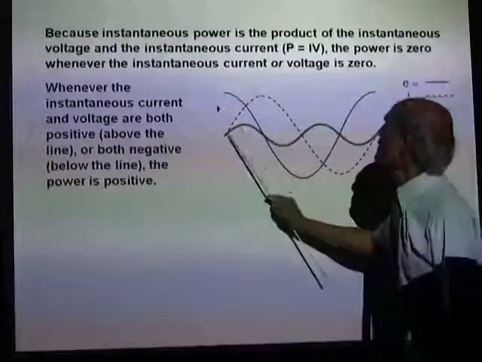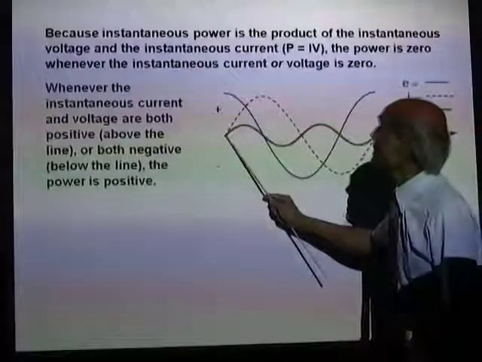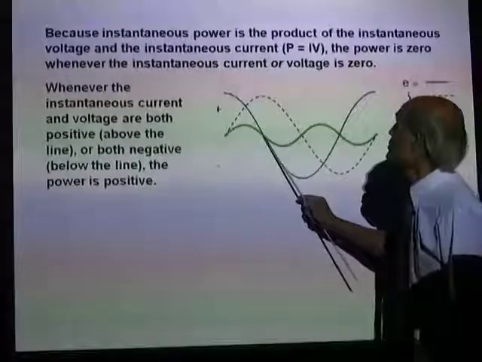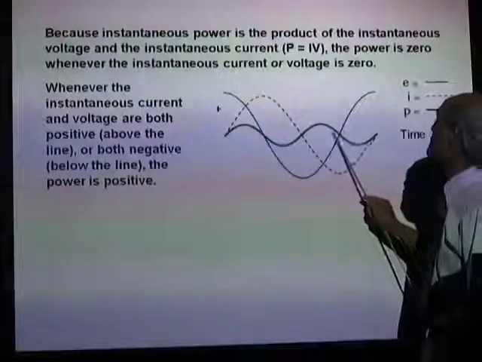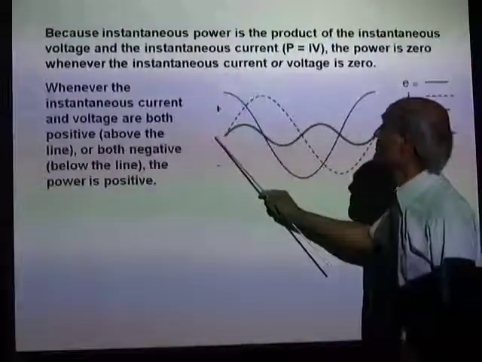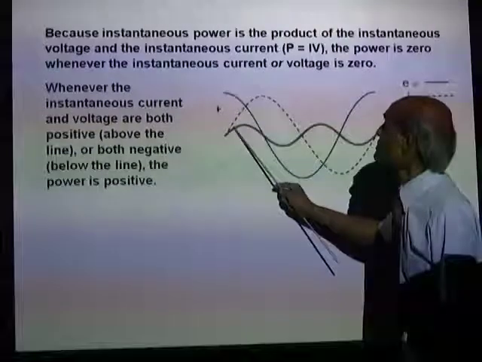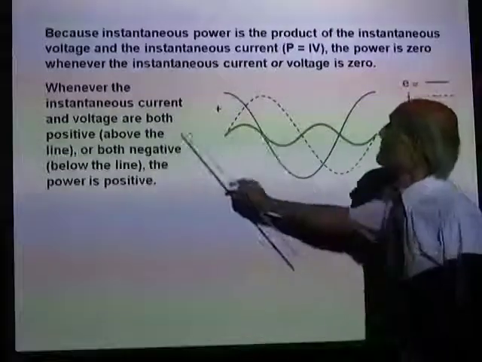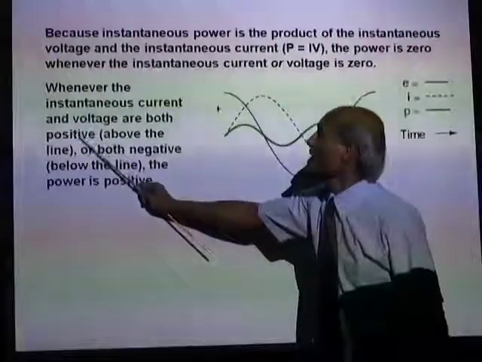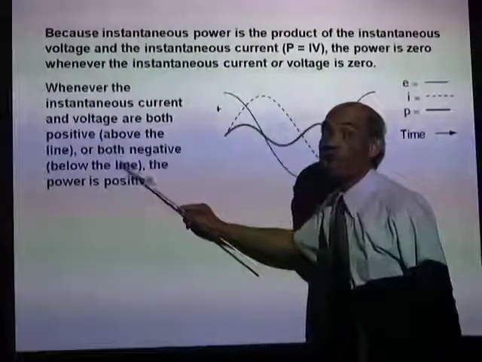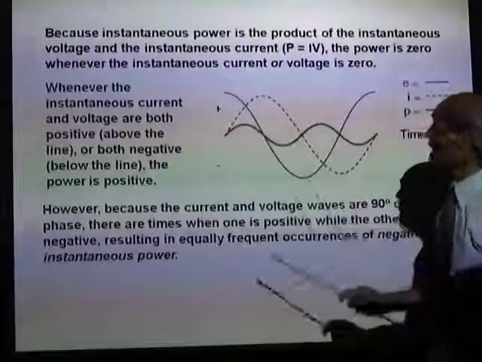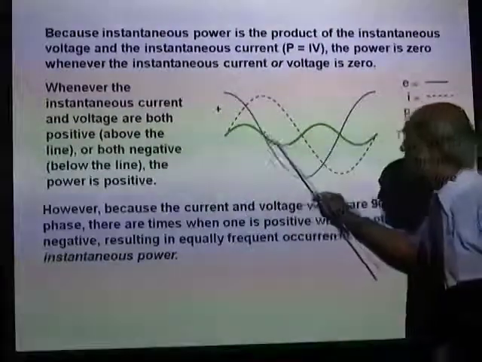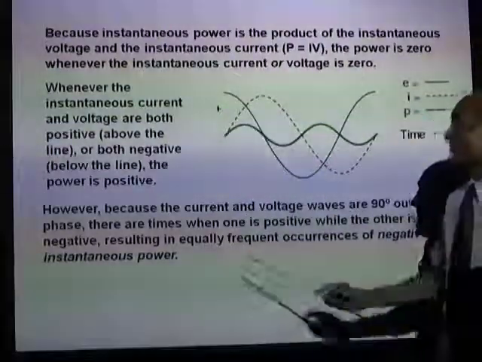And you can see the power is zero when the current is zero, when the voltage is zero. So wherever the current or voltage is zero, the power is zero. And the power is positive when both voltage and current are positive, or when both are negative. And when one is positive and the other negative, the power is negative.